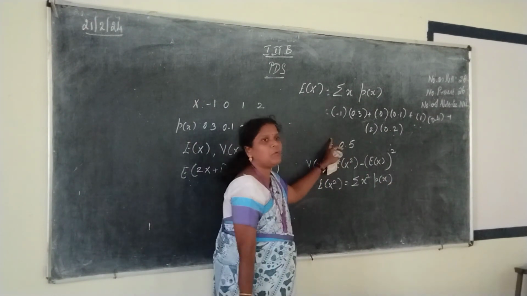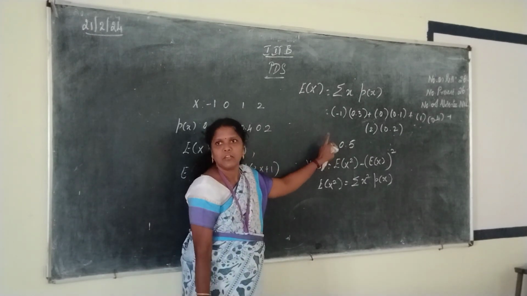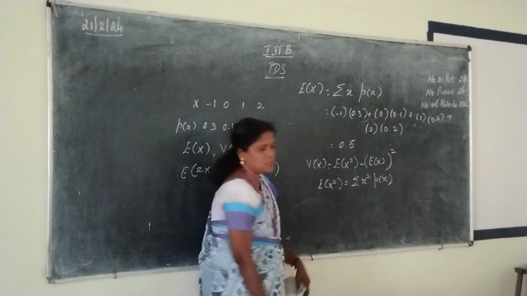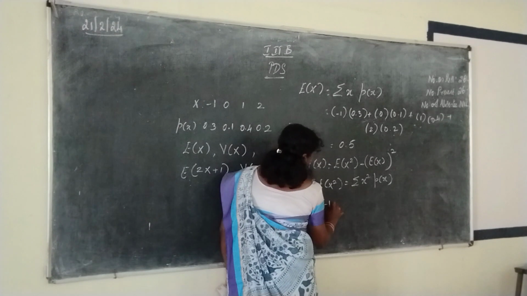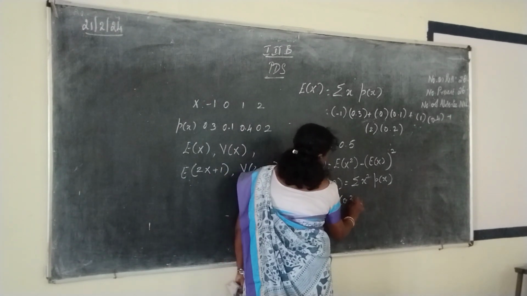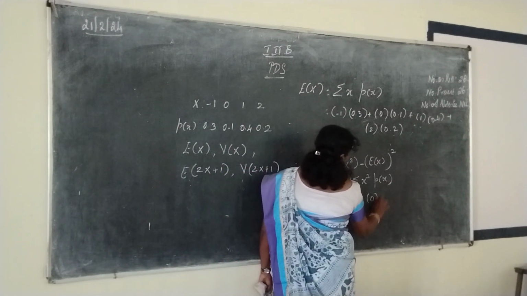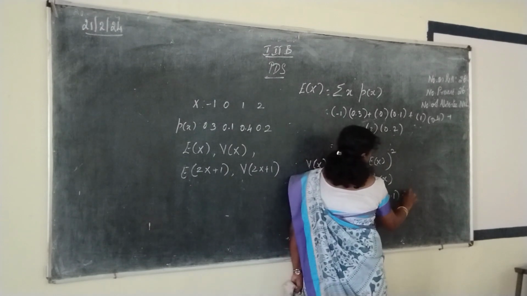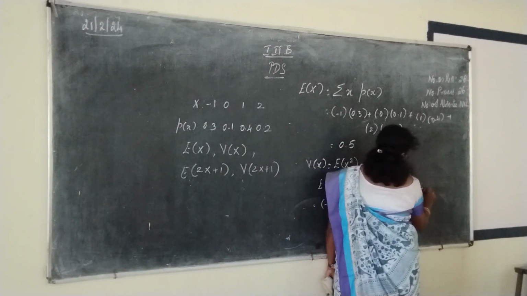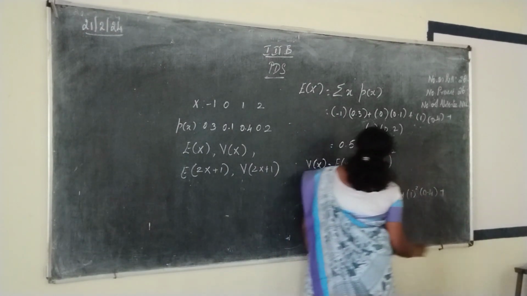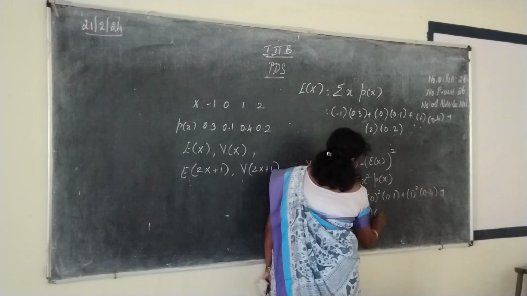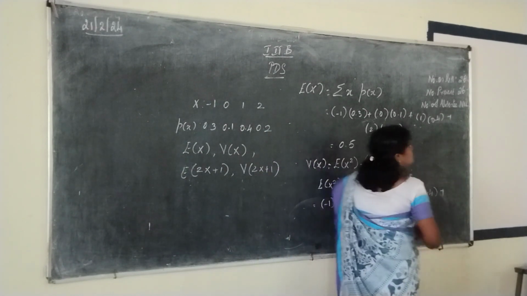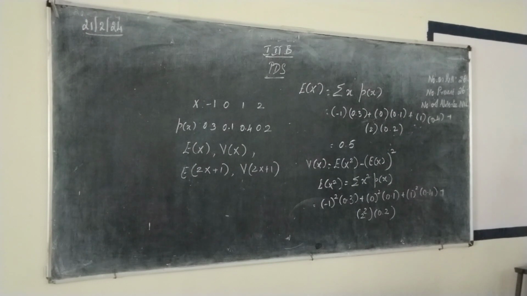The same thing only, but what is the difference? You have to square the x values. So this will become -1 the whole square into 0.3 plus 0 square into 0.1 plus 1 square into 0.4 plus 2 square into 0.2. So square the x values and then add it.